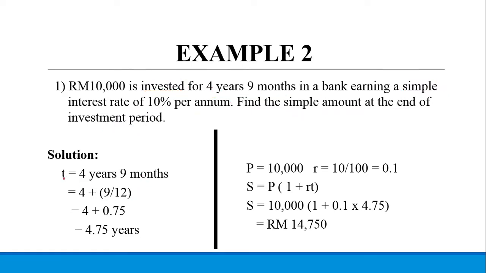First, I want to change the time. T equal to 4 years 9 months, which is 4 plus 9 divided by 12, and you get 0.75, so 4.75 years. P is 10,000. R is 10%, means 10 divided by 100%, you get 0.1. Just put that in P(1 plus RT). The formula is 10,000 times (1 plus 0.1 times 4.75), and you get at the end 14,750.